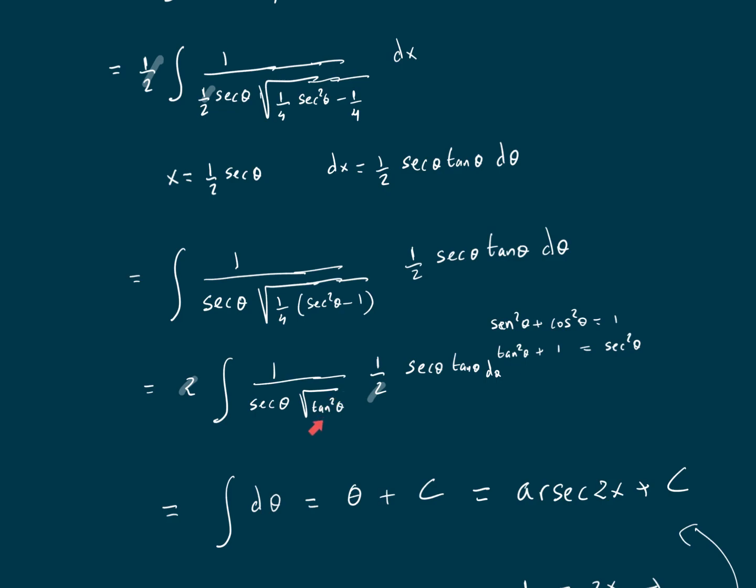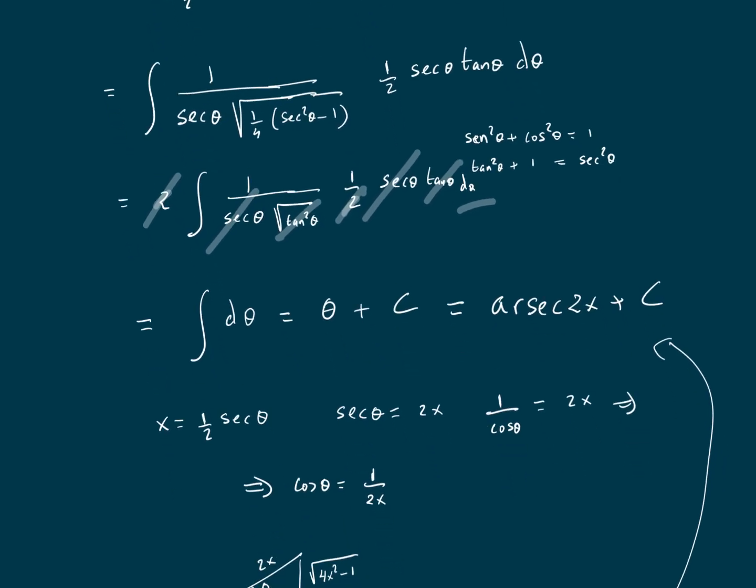So tangent of theta will disappear with tangent of theta. And secant of theta will disappear with secant of theta. And the 2 will cancel with the 2. So I have d theta. I have the integral of d theta. What is the integral of d theta? The integral of d theta is theta plus c.